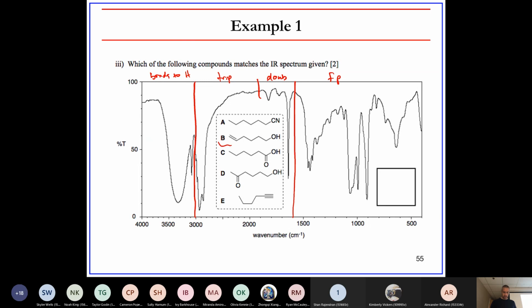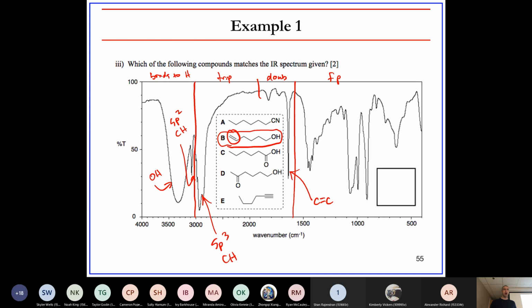We got B, here's what people are guessing. I would agree with that. What do we see? We see an OH stretch. We see sp2 CH right there, just to the left of that 3000 vertical line. We have sp2 carbons on this molecule. We have sp3 CH, and over here we have a carbon-carbon.